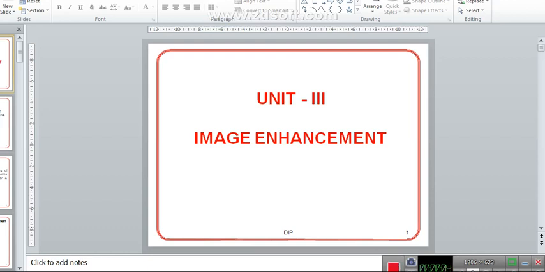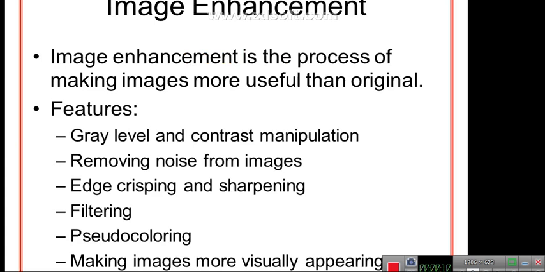So unit 3 in digital image processing techniques is image enhancement. First, what is meant by image enhancement? Image enhancement is the process of making images more useful than the original image, which is used to improve the quality of the image. For that purpose, we are using image enhancement techniques. Several kinds of image enhancement techniques and algorithms are available to improve the quality of the image.